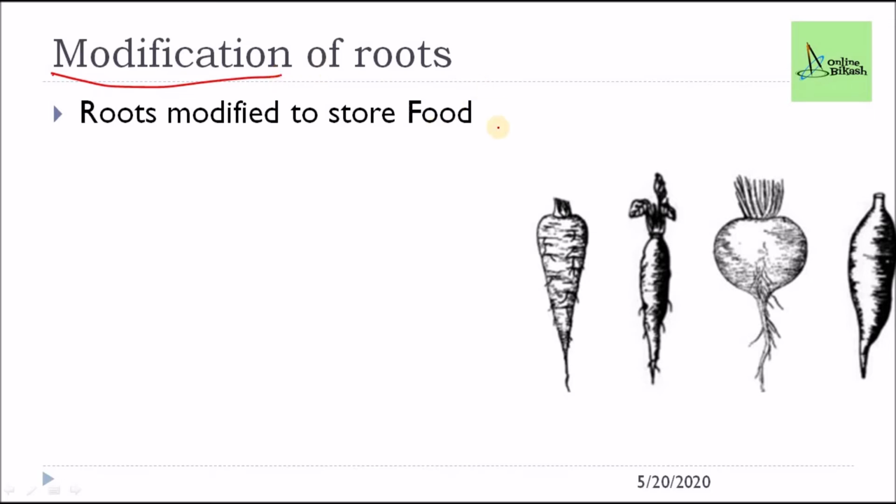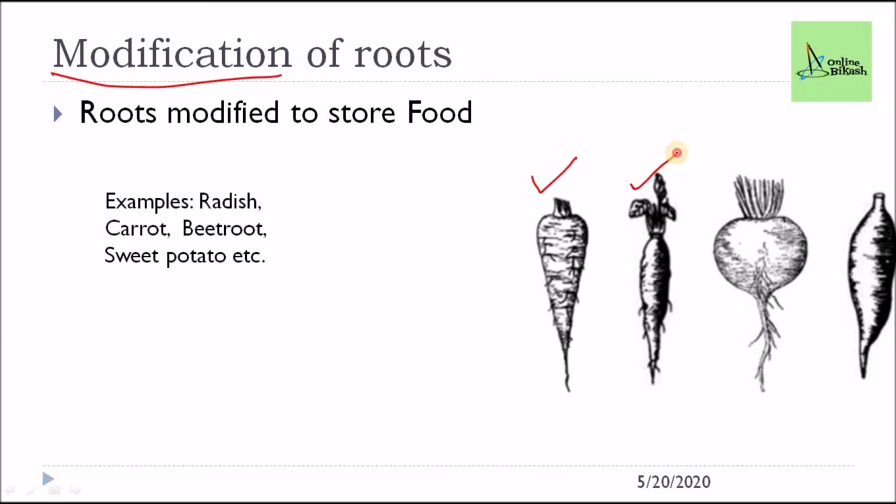So you have seen, this is what? This is a radish. This is carrot. This is beetroot, and this is sweet potato. They are taproot systems only. Okay, this is the main root. The parts that we eat are the main root, and these are the branch roots. What we call lateral roots. We have learned we call them lateral roots. So the main thick root changes into a food-storing part. So this is called modification of root.